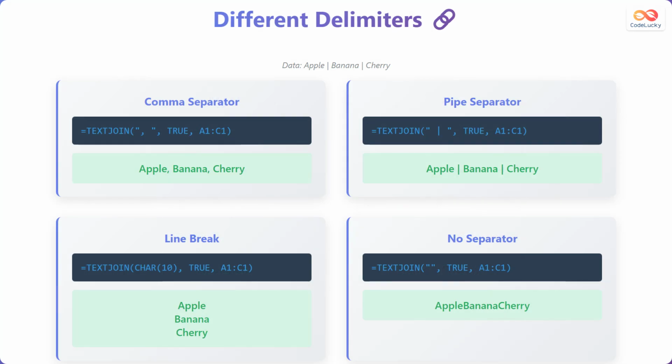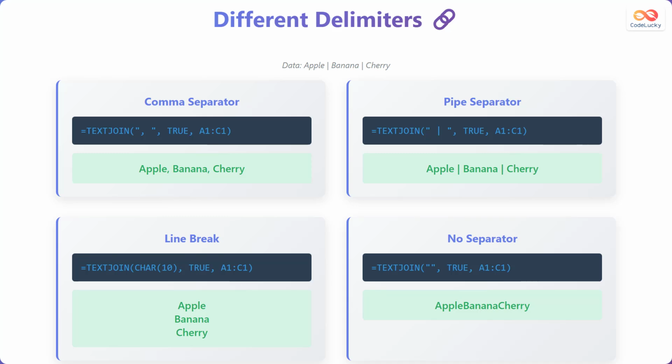TEXTJOIN can be used with any delimiter. Let's look at a few examples. Given the data apple, banana, and cherry, if we use the formula =TEXTJOIN(", ", TRUE, A1:C1), we get apple, banana, cherry.